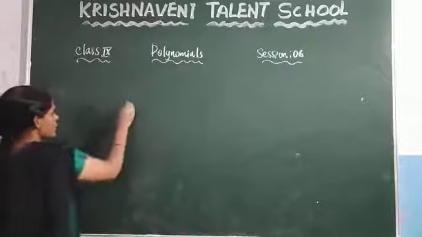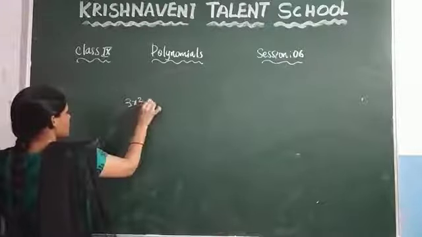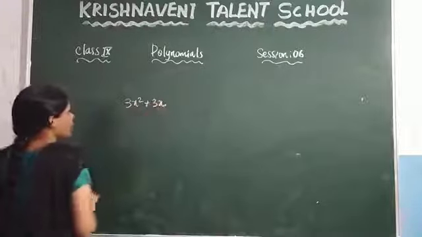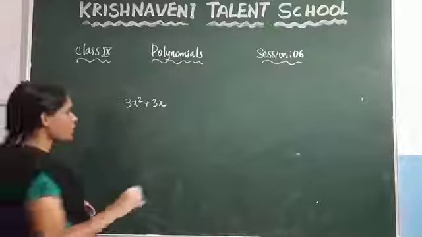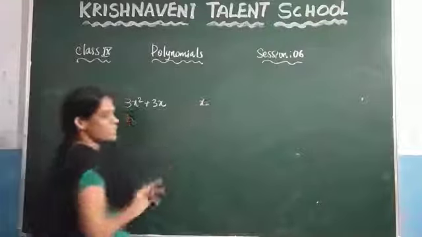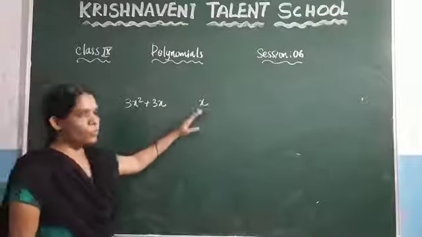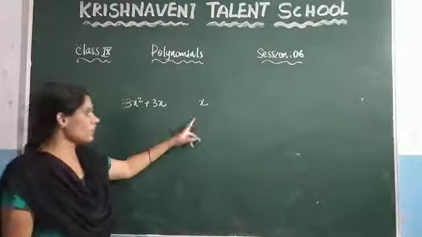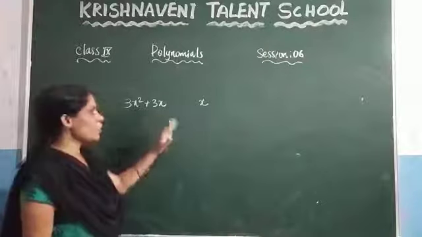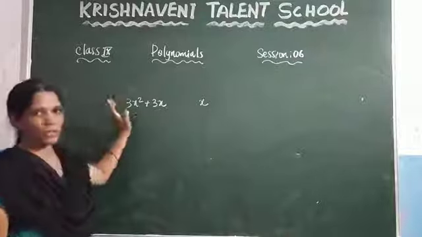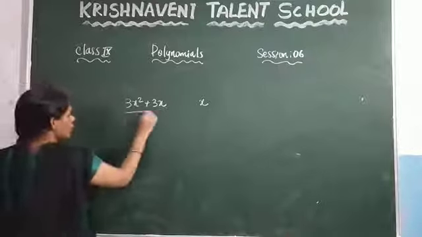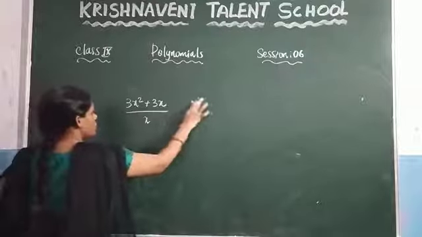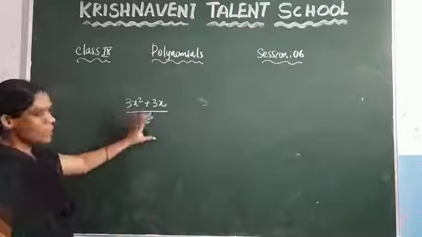Now, let us consider the polynomial 3x squared plus 3x. If you want to divide this polynomial by another polynomial, let us consider x. You know that it is a monomial because it contains only one term. We call it a monomial. If you are dividing any polynomial by a monomial, how do you divide? Just separate these values.